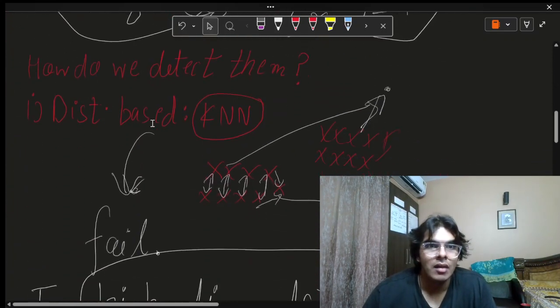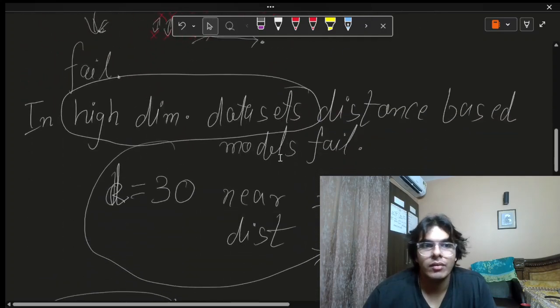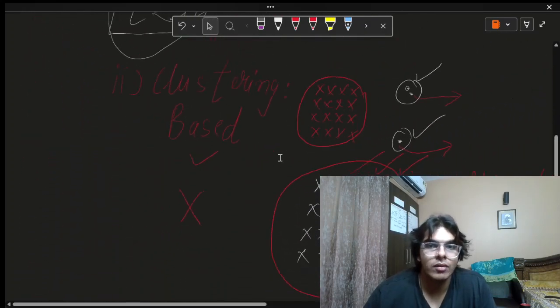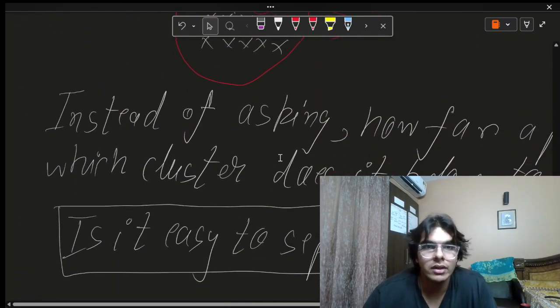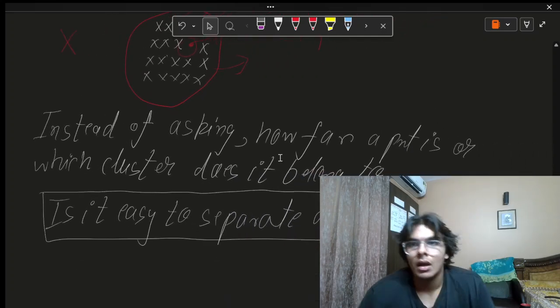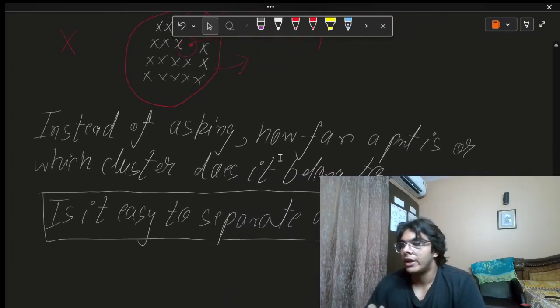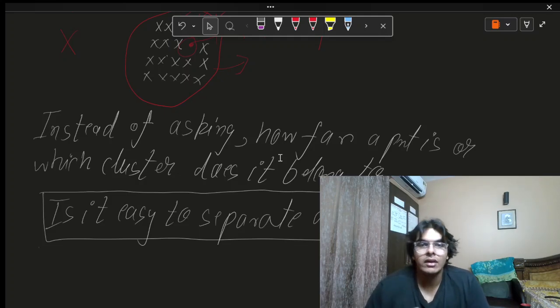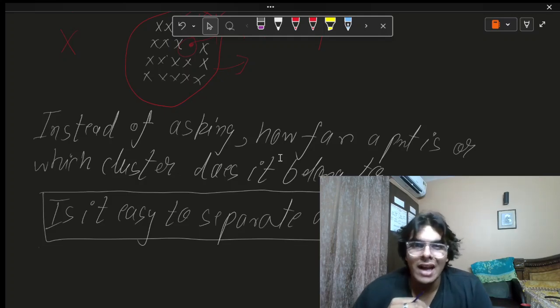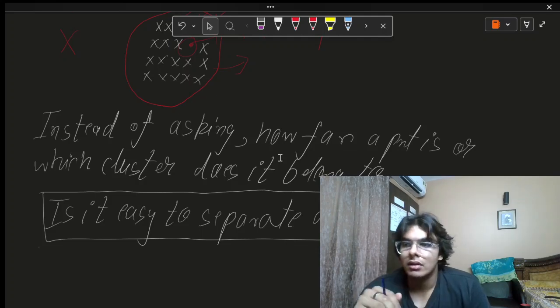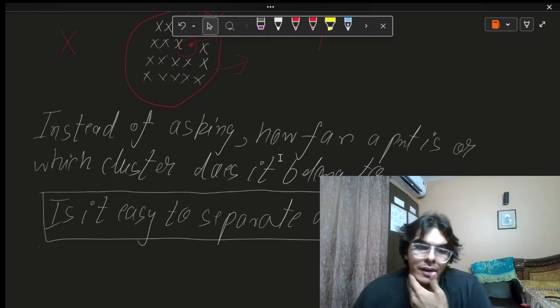Maybe we tried the distance based approach, it didn't work. We tried the clustering approach, it didn't work. So maybe we change our intuition altogether. Maybe instead of detecting an anomaly by distance or by excluding it from a cluster, we try and ask the question: is it easy to separate an anomalous point? Can we think in that direction? Yes, we can.